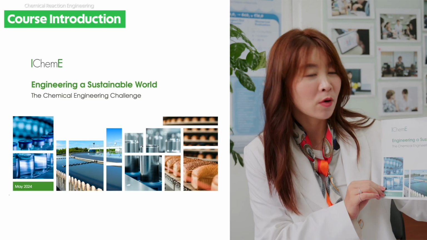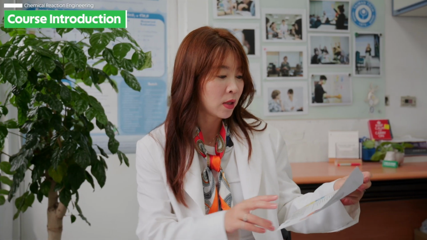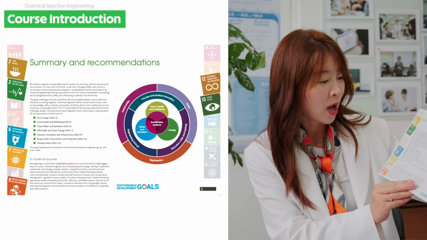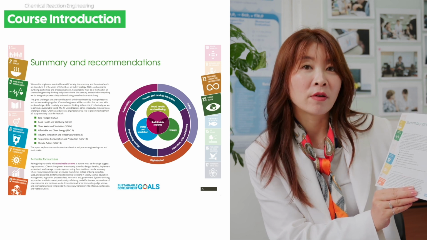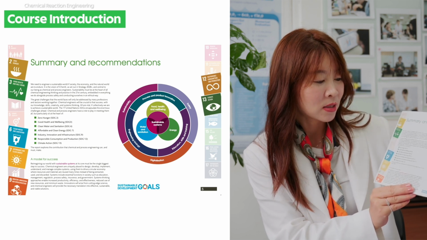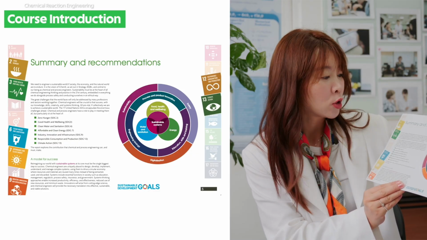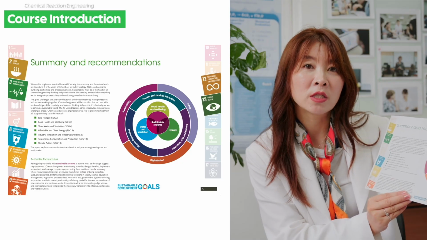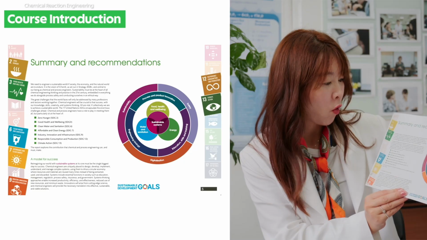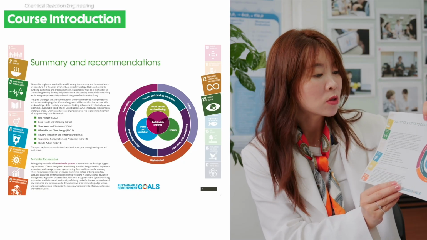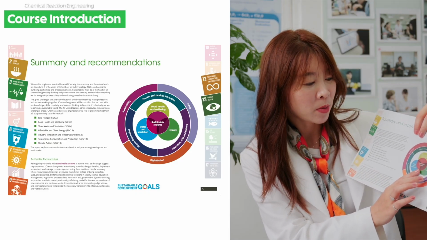The chemical engineering challenge: we input the SDGs, including SDG 2, zero hunger, SDG 3, good health and well-being, and SDGs 6, 7, 9, and 12 together. And we ask students to engineer a sustainable world if society, the economy, and the natural world are to endure. So students, you can see here we have the core, which is the sustainable systems.